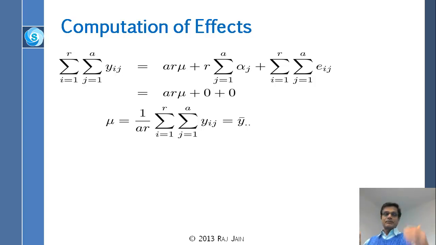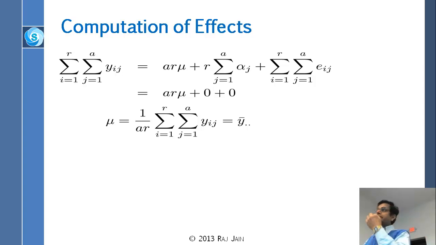So let's take an example. Suppose you have 10 levels. You try some factor, levels 1, 2, 3, and maybe up to 10. There are 10 levels, that is, a is 10. Now each of those experiments you repeat 5 times, and r is 5. So you have 50 values. You add up all 50 values and divide by 50, you will get the mean.